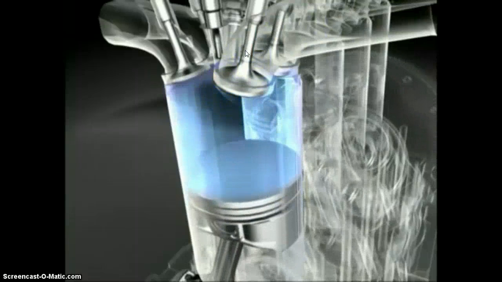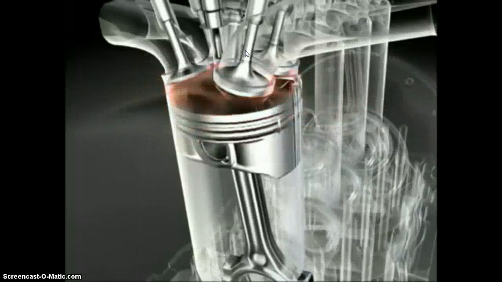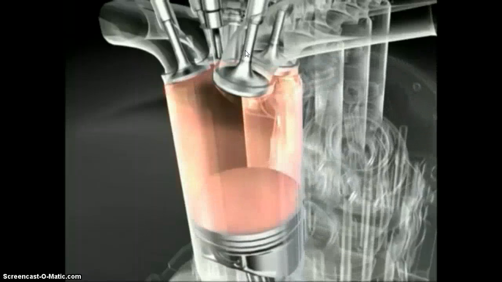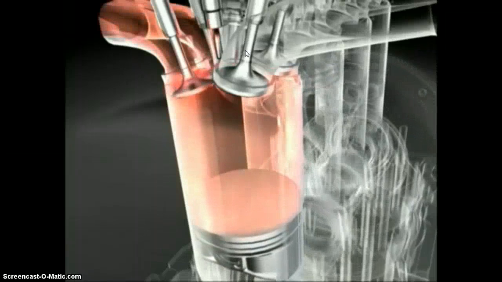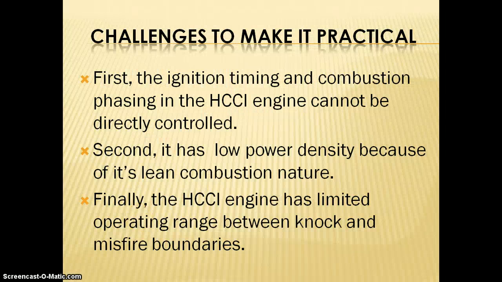It is important to control the whole process due to fuel delivery. The HCCI has autoignition, but it varies depending on many factors, also using alternative fuels. Unfortunately, it has been very difficult to apply HCCI technology to real production engines due to, first, the ignition timing and combustion phasing in the HCCI engine cannot be directly controlled. Second, it has low power density because of its lean combustion nature.